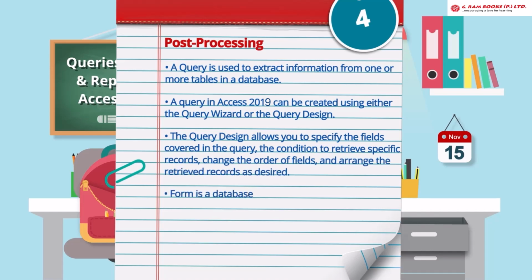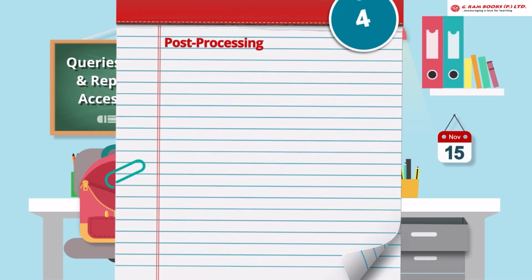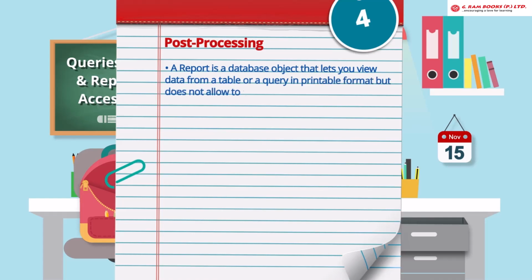A form is a database object that provides a Windows-like interface to view and edit data easily in a table. Access provides 3 ways to create a form for a table: the Form command, Split Form, and the Form Wizard. A report is a database object that lets you view data from a table or a query in printable format but does not allow you to edit the data. Access provides 2 ways to create a report: the Report command and the Report Wizard.